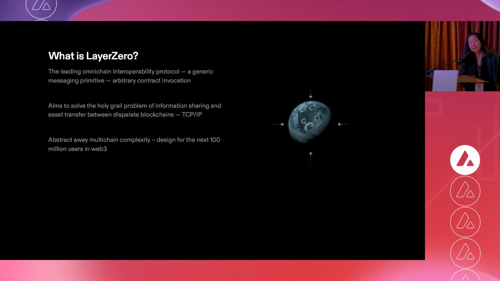And so what is LayerZero? LayerZero is the leading omnichain interoperability protocol. And in actuality, it's a generic messaging primitive. LayerZero allows for arbitrary contract invocation, meaning you can communicate between smart contracts on different chains using the protocol. And so I had alluded to the broader concept of what interoperability means.